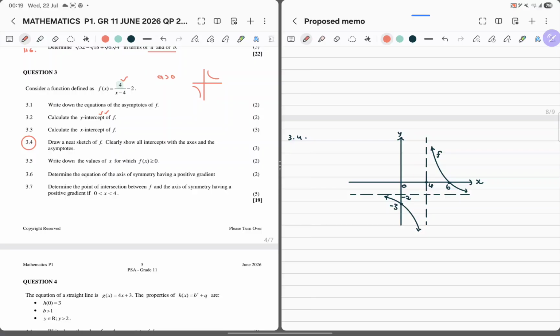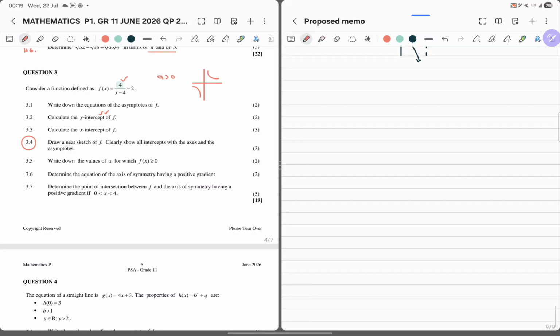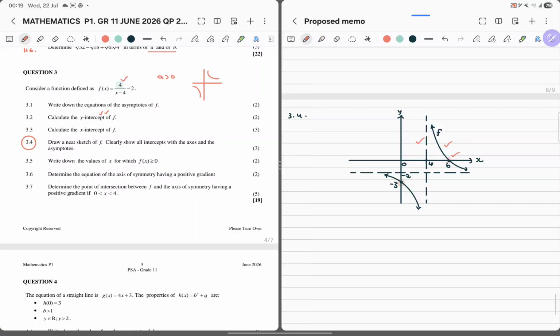Now, how do we score the marks on this one? We get the marks for the shape. And we get the marks for the intercepts. But remember, both of them have to be correct for us to get that 1 mark. And then the last mark is for the asymptotes. Again, both of them have to be correct for us to get our mark. Okay, remember this. It is what it is.